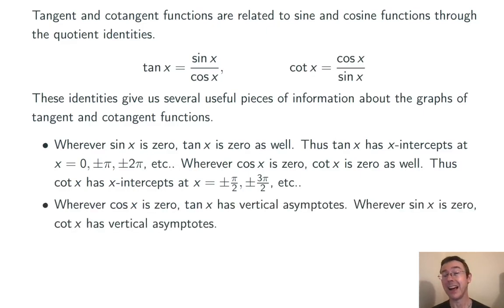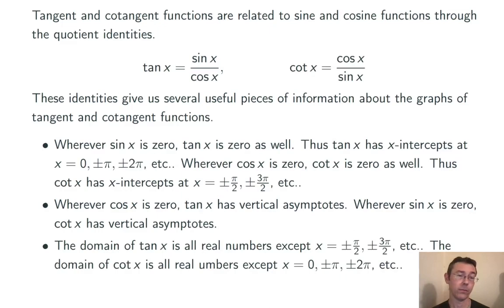Similarly, when the denominator of each of these has a 0, then the entire function, tangent or cotangent, is going to have a vertical asymptote. The vertical asymptotes of tangent of x are the same as the zeros of cosine of x, and the vertical asymptotes of cotangent of x are the same as the zeros of sine of x. This tells us directly the domains of tangent and cotangent.